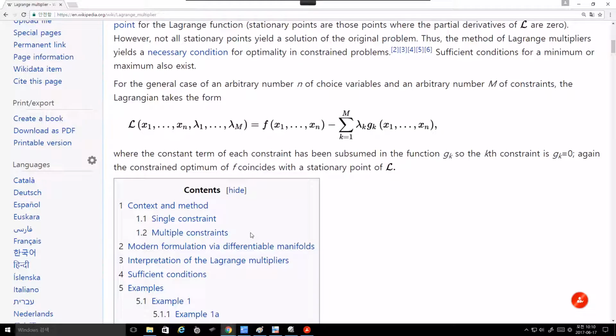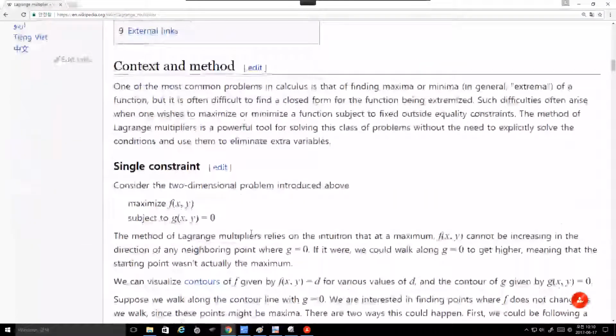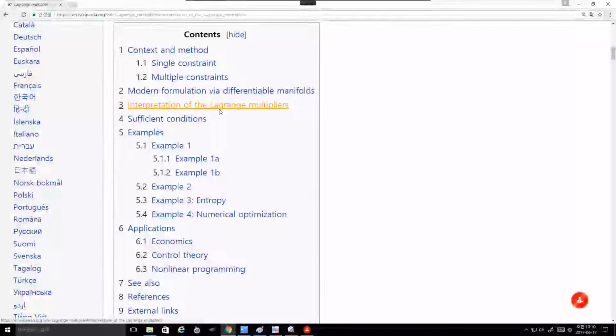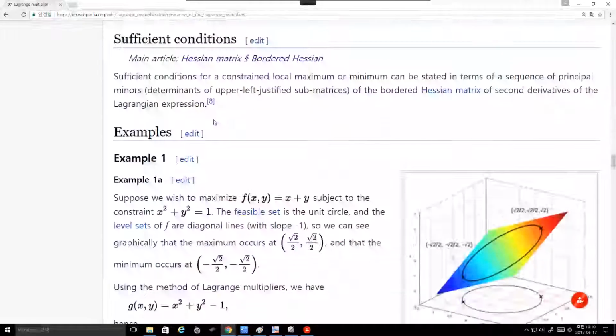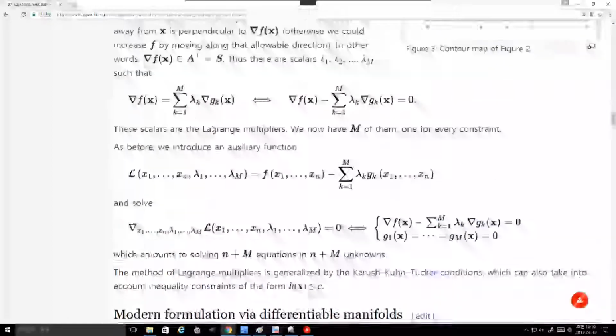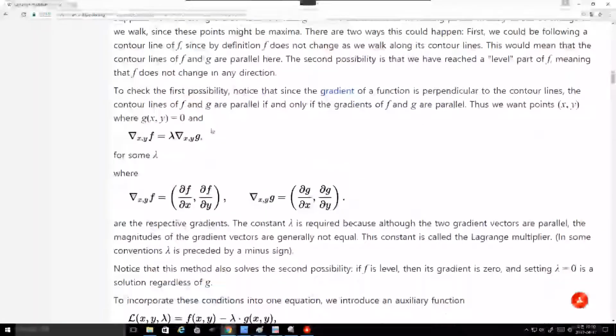Now the interpretation of Lagrange multiplier, let's take a look at this one.